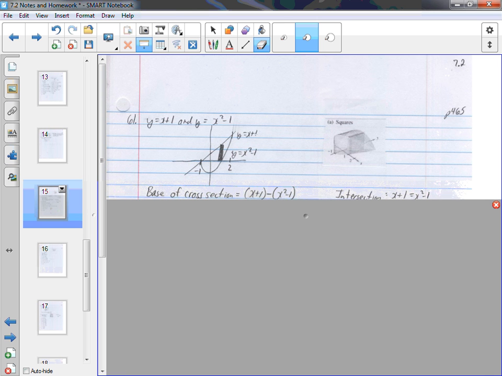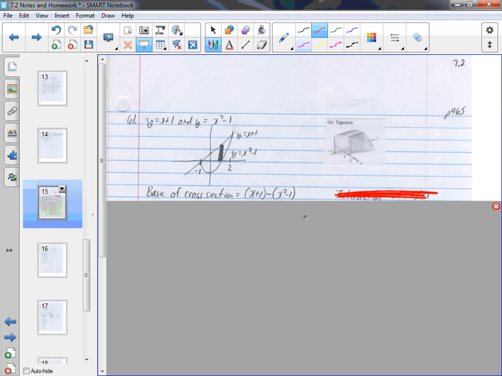So, here's the way I'm starting. The first thing I want to do is figure out what the base of that cross section is. So, the length of that little red segment right there. Okay? That length would be the y-coordinate on top minus the y-coordinate on the bottom, wouldn't it? That's the length of that little red segment.